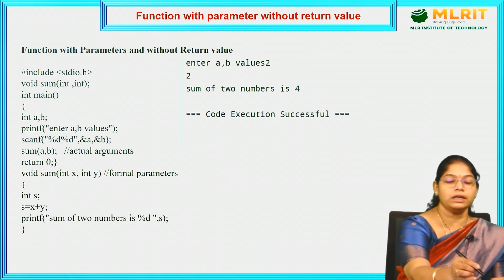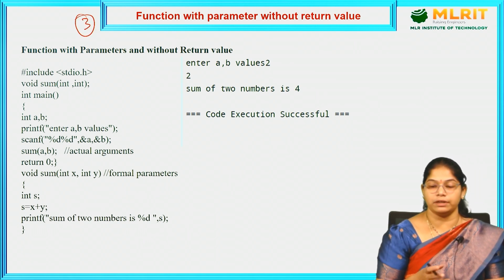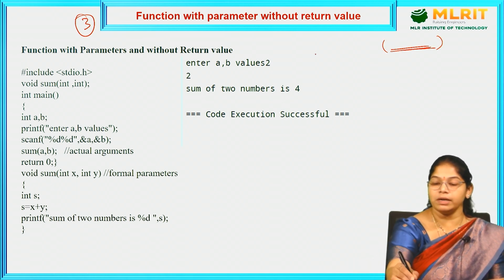Then the third category is function with parameter without return value. It means we will pass the parameter list here, but there is no return value.